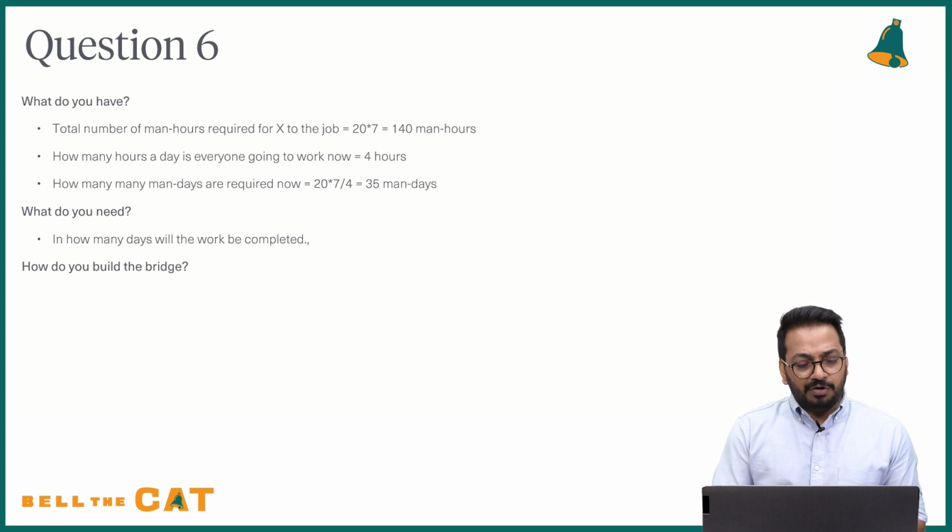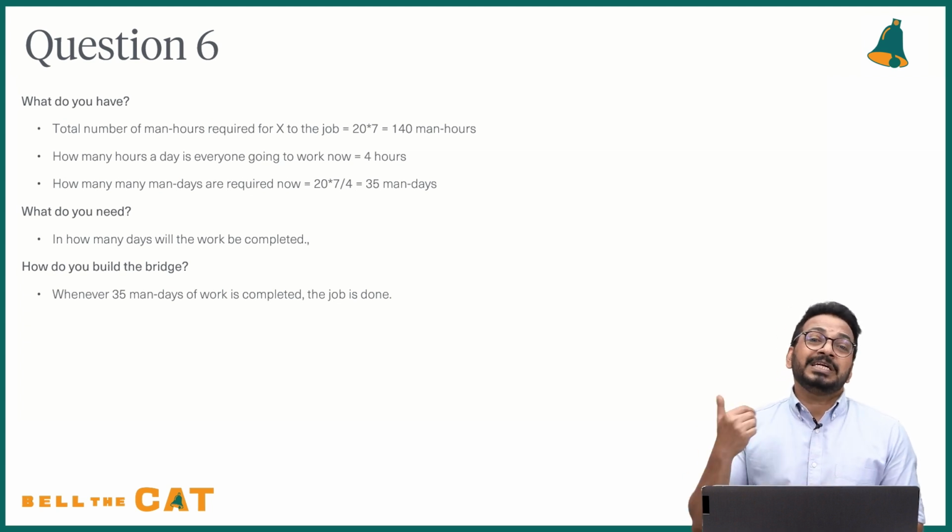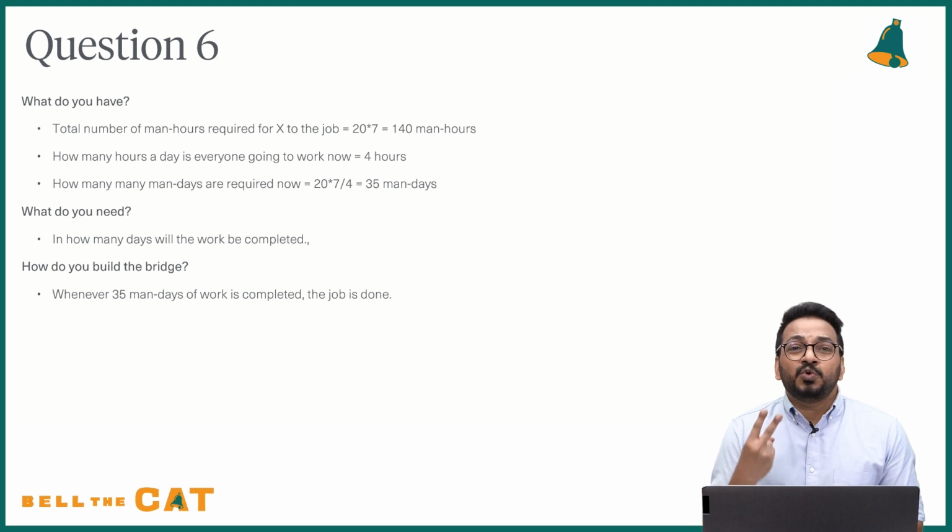Now you go to this thing. How do you build the bridge? Whenever 35 man days of work is completed, the job is done. Day 1, what is happening? X alone is working. How many man days of work will be done? 1, because X alone is working. Day 2, X is there and somebody twice as good as him is coming. So if X is working, it's 1 man day. Somebody twice as good coming means 2 man days of work is done. So on day 2, how many man days of work is done? 1 plus 2, 3.